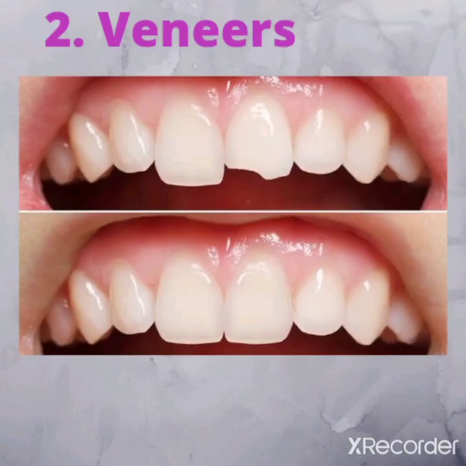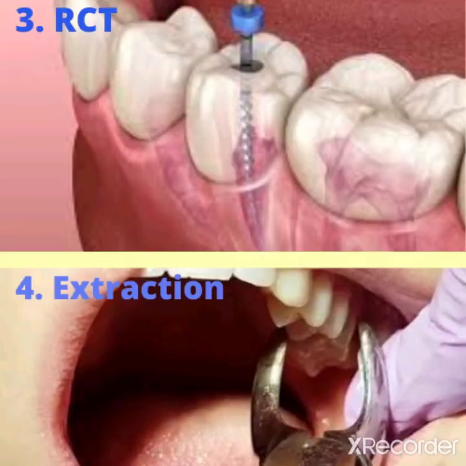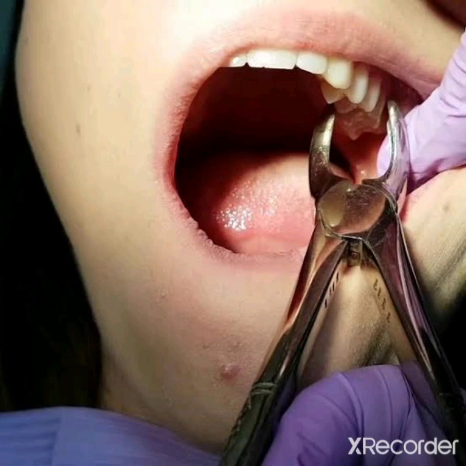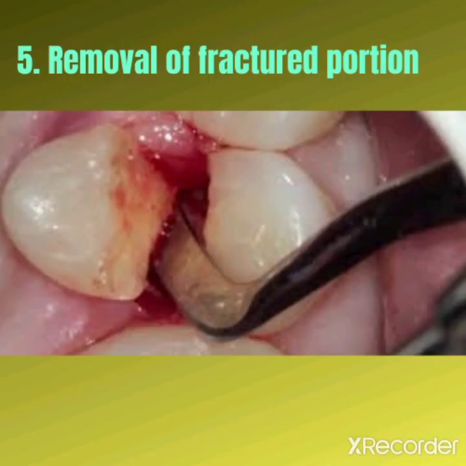The second option is the veneer. A thin covering is placed over the tooth if there is a small chip in the surface. The third option is the RCT, which is root canal treatment. If there is severe damage to the pulp, root canal treatment may be performed. The fourth option is tooth extraction. If the crack extends below the gingival line, the tooth may be extracted. The fifth option is the removal of the fractured portion only, which is possible and performed in the vertical root fracture.